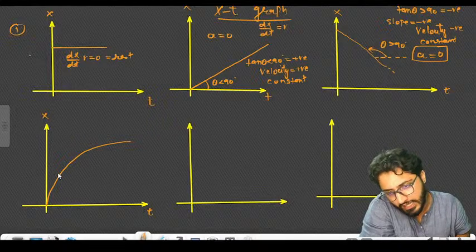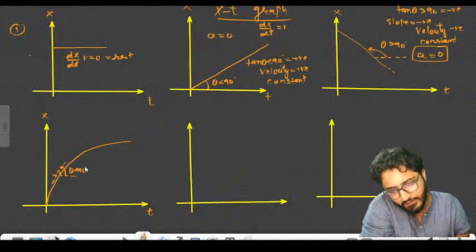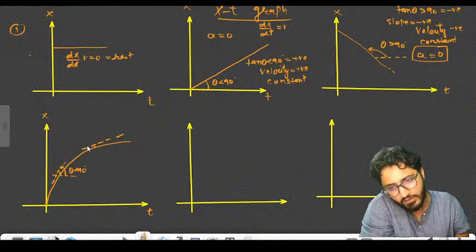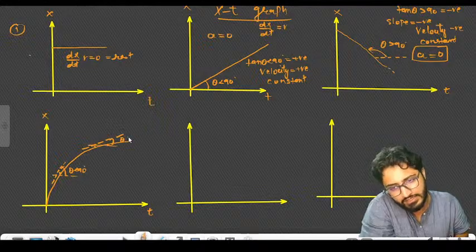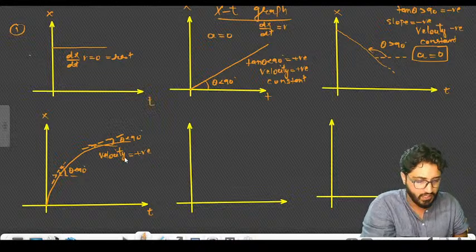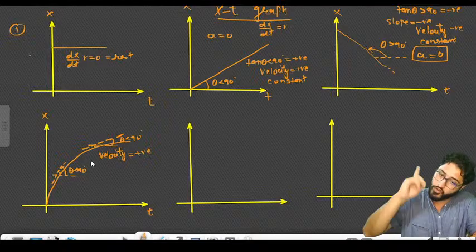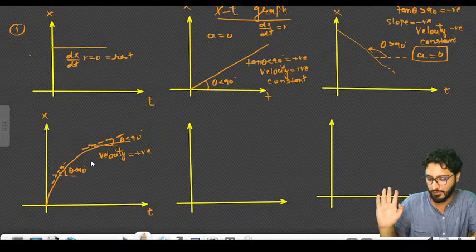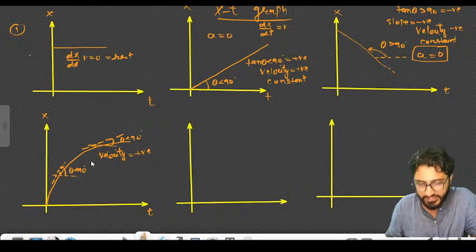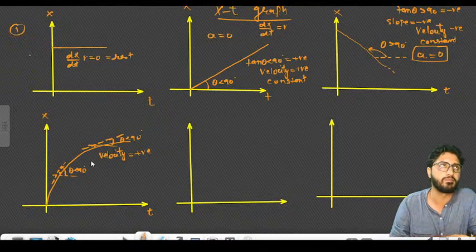How to do it? Look, take this point and take a tangent. Theta is less than 90 degrees. Here, one more. Theta is less than 90 degrees. That means velocity is positive. Is it constant? No. Velocity means slope is positive, but the slope is decreasing. Now tell me, is there any factor which is decreasing the slope?